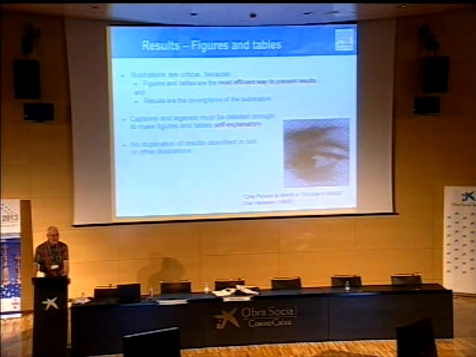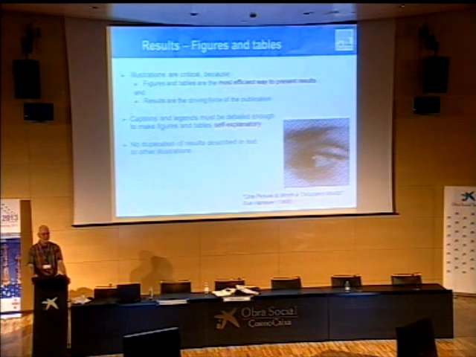A common error is to duplicate tables in the text. For example, someone will have a nice correlation matrix, and then they'll say something in the text like, as can be seen in table 1, variables x and y correlated 0.42, variables x and z correlated 0.3, variables y and z correlated 0.2. I mean, who cares? You've already shown me the table. I can see those correlations for myself.